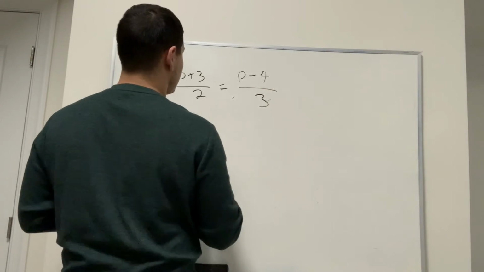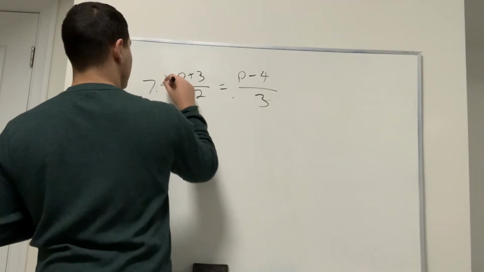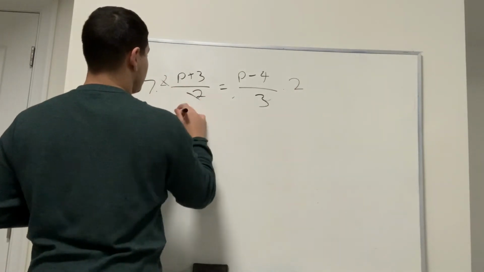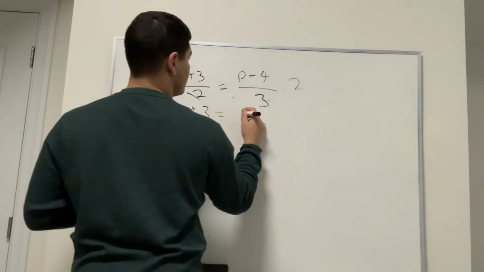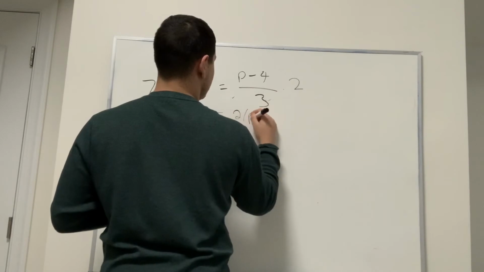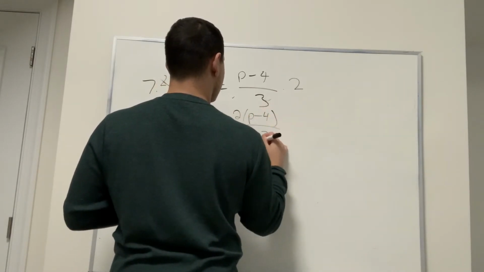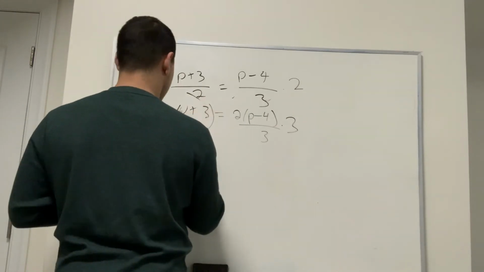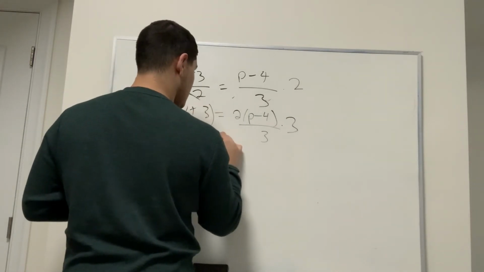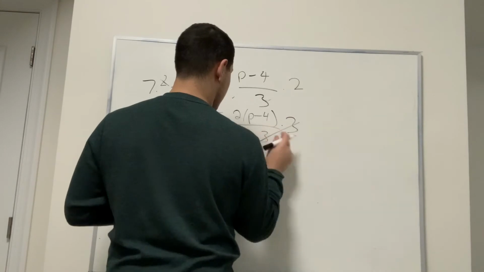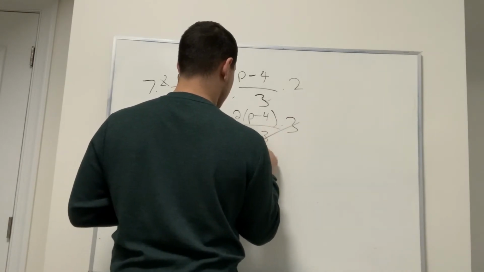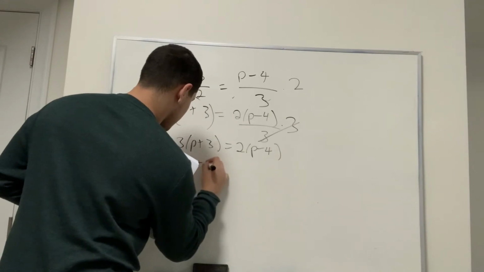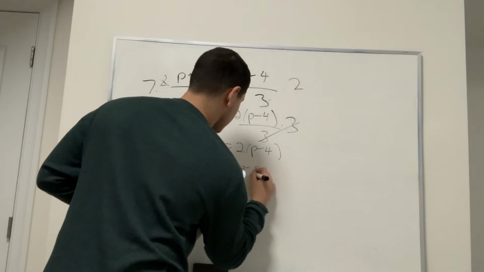So here I can cross multiply. So I'm going to multiply this side by 2. Whatever I do to that side, I have to do to this side. This cancels, and I'm left with p plus 3 equals 2 times p minus 4 over 3. Well, guess what? I want to do the same thing to this side. I'm going to get 3 times p plus 3 equals, the 3's cancel, I'm going to get 2 times p minus 4. Now I'm going to distribute, get 3p plus 9 equals 2p minus 8.